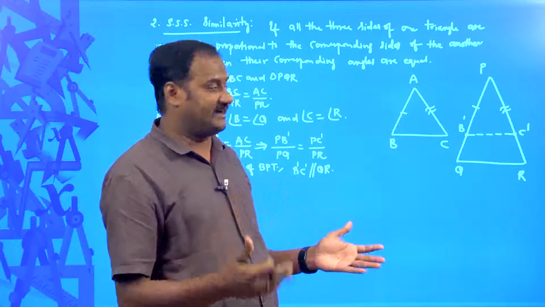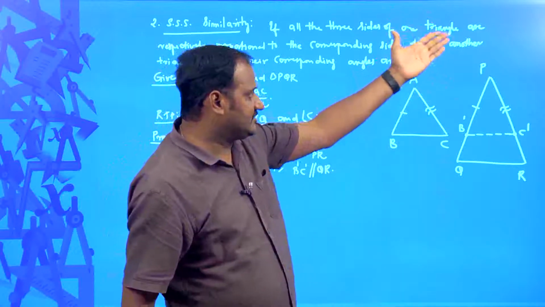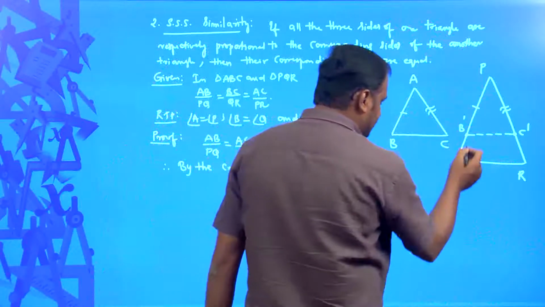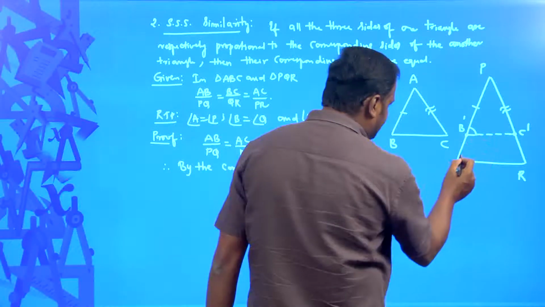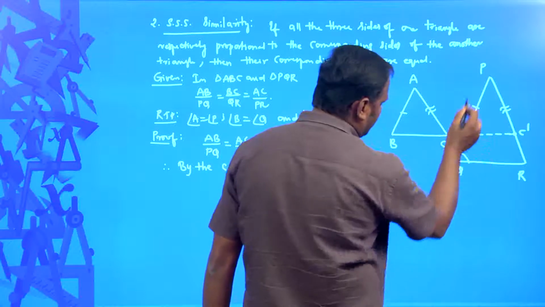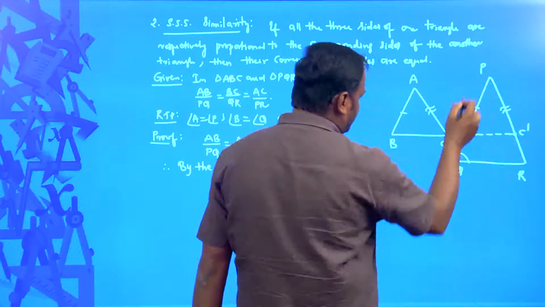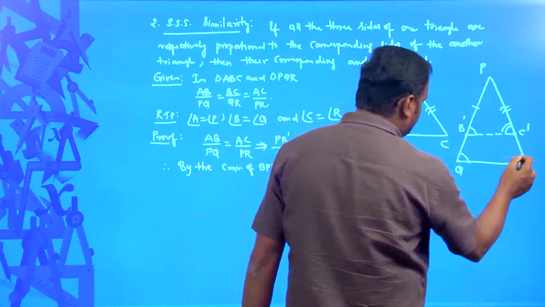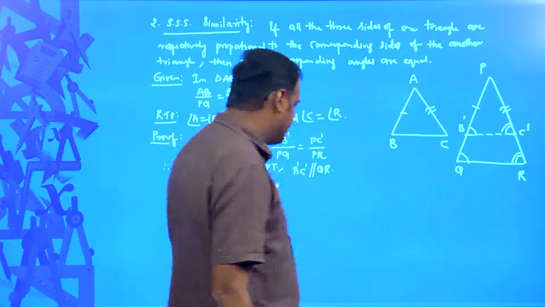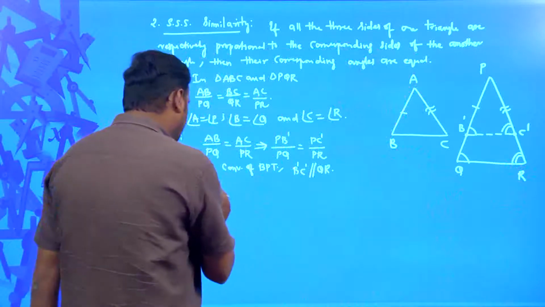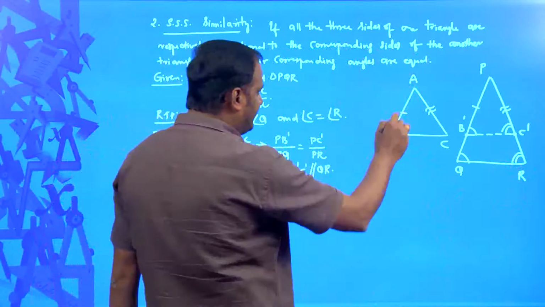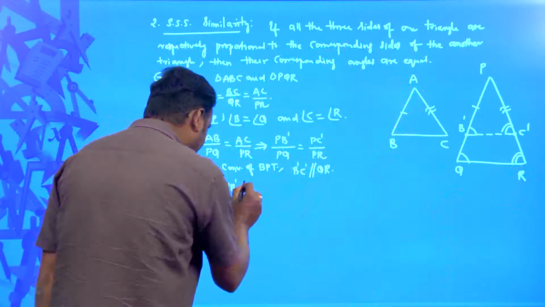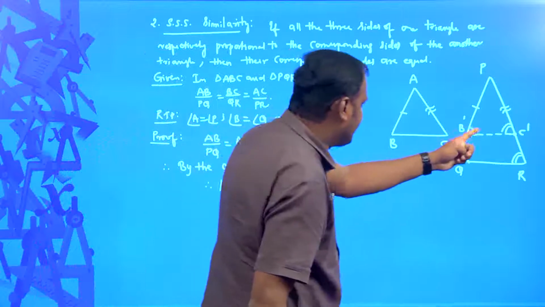Yes, if two lines are parallel, you can consider PQ as transversal, otherwise PR also as transversal. If PQ is transversal, then you can say that angle PB dash C dash is equal to angle PQR, and angle PC dash B dash is equal to angle PRQ, because both are parallel. So therefore, we can say that angle PB dash C dash is equal to this angle.